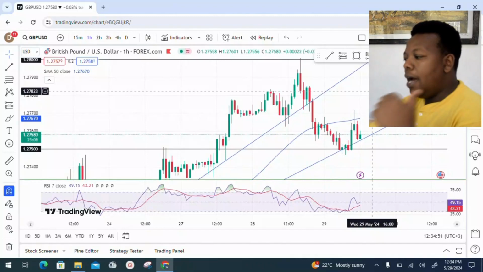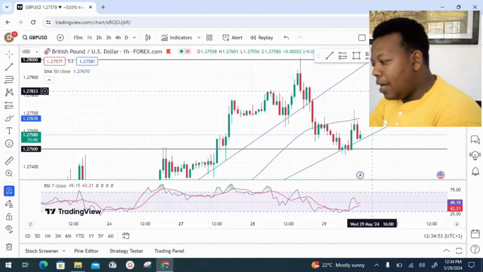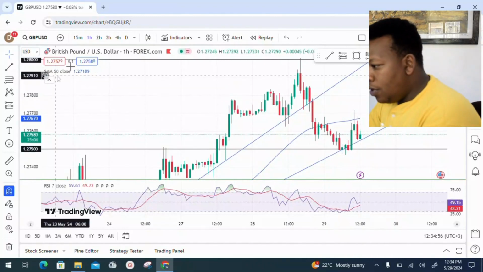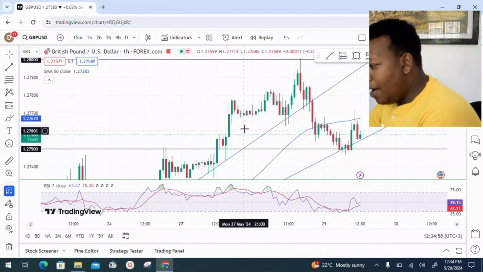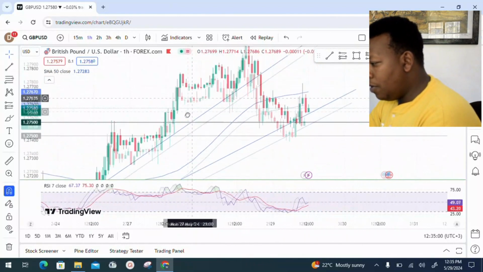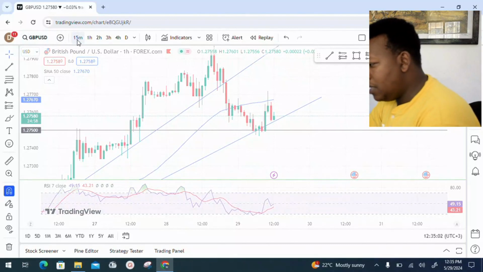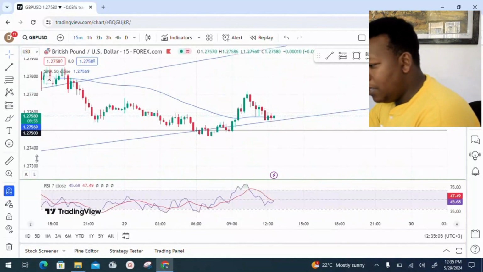So that's also something we need to have in mind to make sure it must happen. It happens, and it's a trend. It's something that has been happening over and over. So that's the 15 minutes. That's the 1 hour. So what we are looking for right now, we need to head into the 15 minutes, and we get to see how the 15 minutes is playing out.